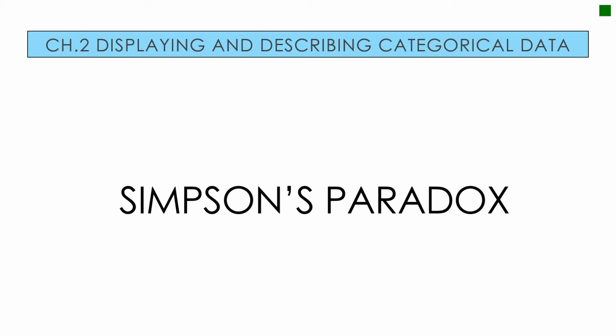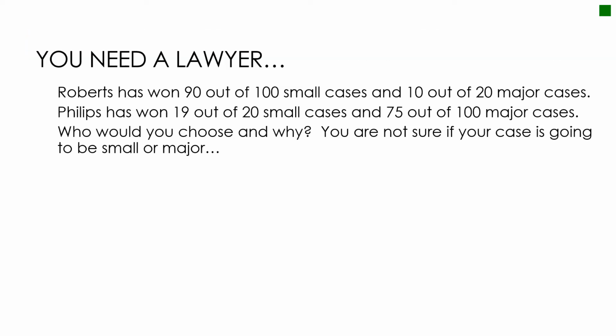I want to talk to you briefly about something called Simpson's paradox. We will not spend much time on this. But looking at this situation, it says we need a lawyer, and Roberts has won 90 out of 100 small cases and 10 out of 20 major cases. Phillips has won 19 out of 20 small cases and 75 out of 100 major cases. And who would we choose and why?